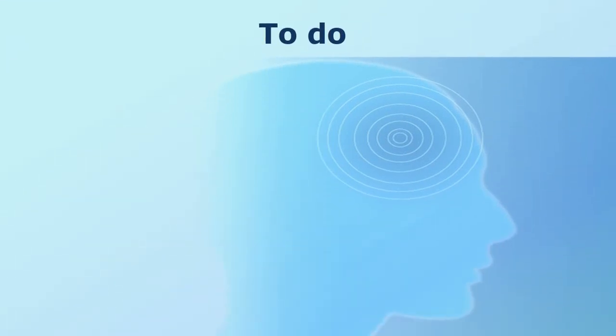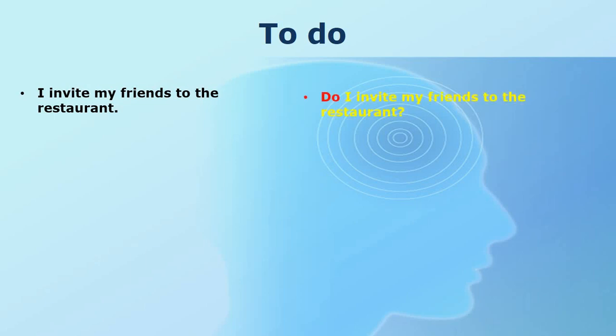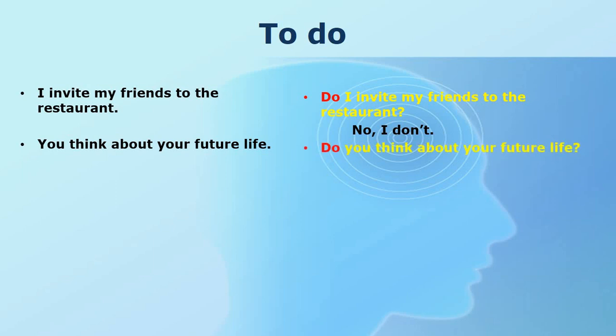For the auxiliary verb to do, I invite my friends to the restaurant. Here is verb invite. That's why we use in the present tense do. Do I invite my friends to the restaurant? No, I don't. You think about your future life. Do you think about your future life? Yes, I do.